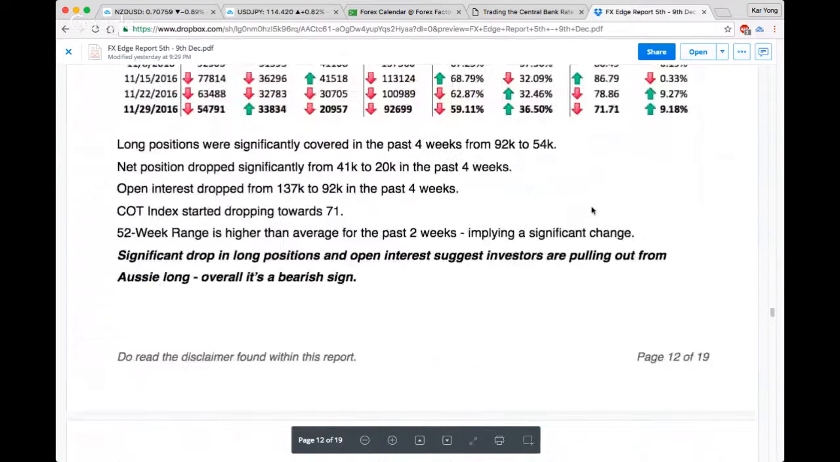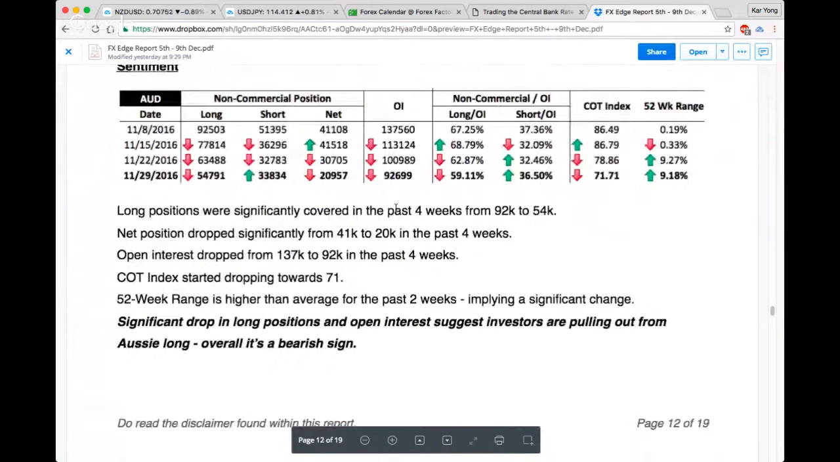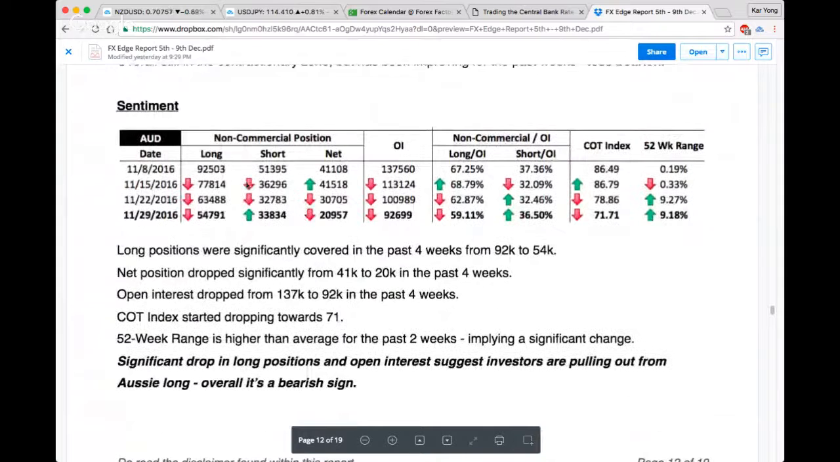Okay, if you look into the sentiment aspect, we are seeing that for 4 consecutive weeks, we have a drop in long. Last week itself, we have an increase in short position. And you can see net has dropped drastically as well. From the past 4 weeks, you can see it dropped from 41,000 to close to 21,000. So that's a very significant change.